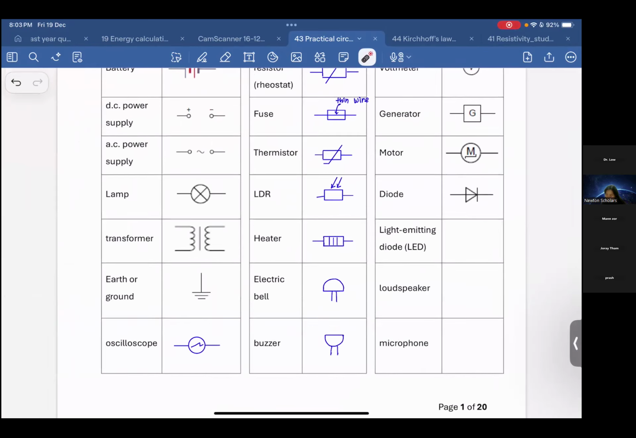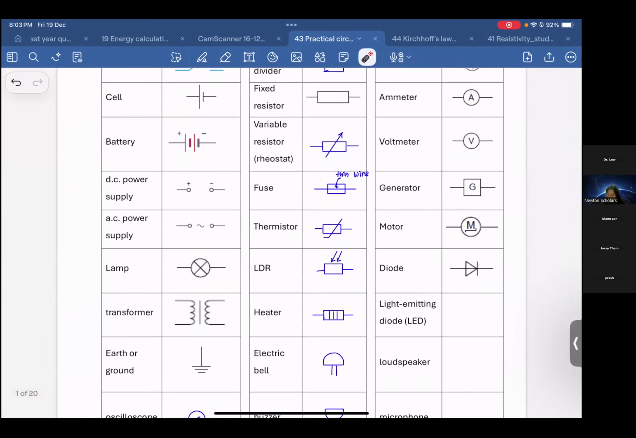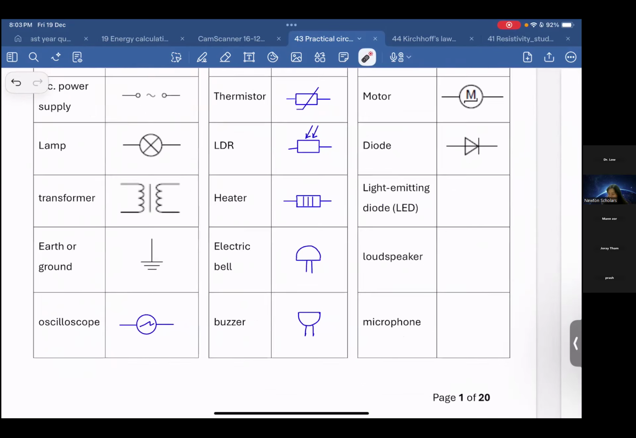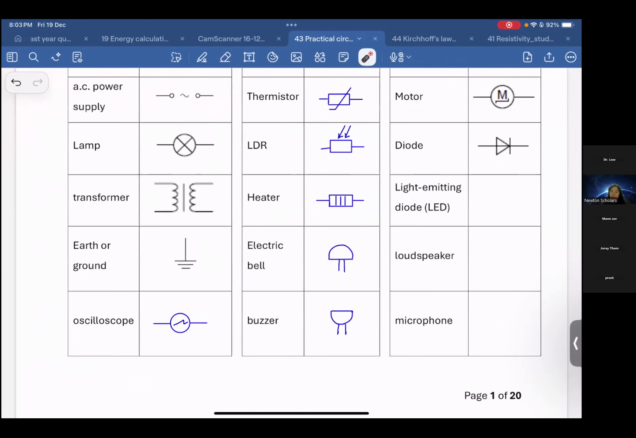Then here galvanometer, ammeter, voltmeter, generator, motor, diode. LED is one type of diode. You see, light emitting diode. So actually the structure is the same as the diode. So we draw it out like this. Light emitting means that light goes out, so now your arrow should be pointing out. It's different from the LDR. LDR is pointing in. We receive the light.